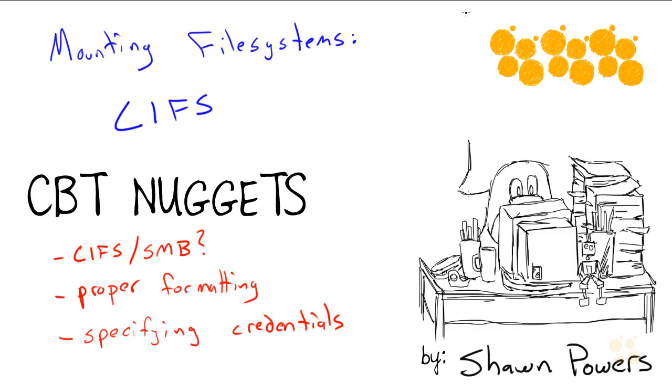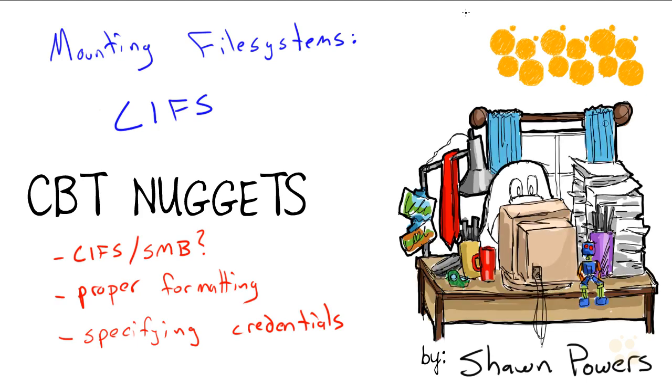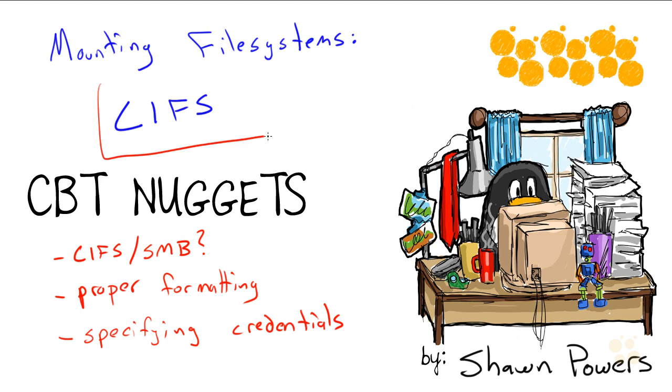When it comes to mounting Windows file shares in a Linux environment, you're going to want to use CIFS. Now, there's a bit of confusion between CIFS and SMB, but really CIFS is what we're going to want to use in Linux.